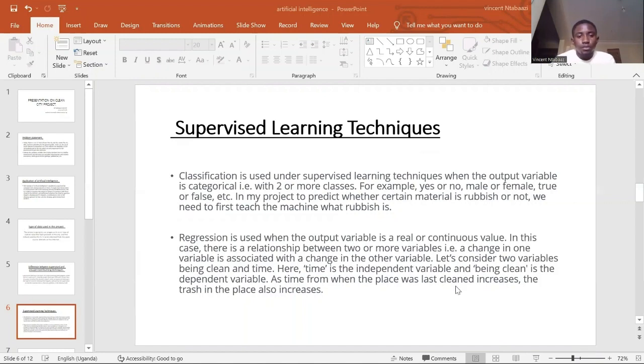Then there is regression. Regression is used when the output variable is real or a continuous value. In this case, there is a relationship between two or more variables. That means, for example, I brought out the issue between the variables time and being clean. We shall see that there will be a continuous value that maybe as time increases, a place that was clean ceases to be clean. As time goes on, the place becomes dirtier, then it will need cleaning eventually.